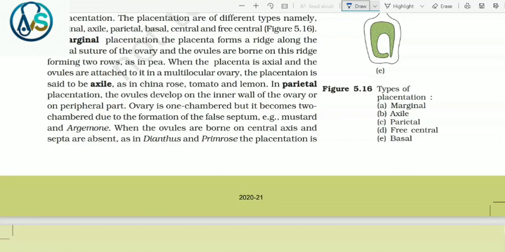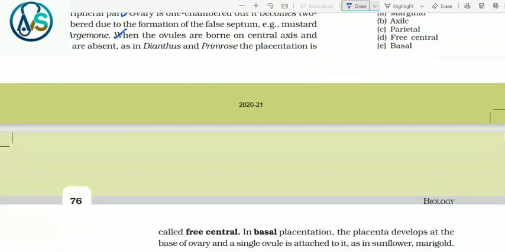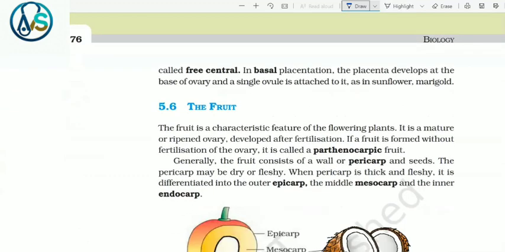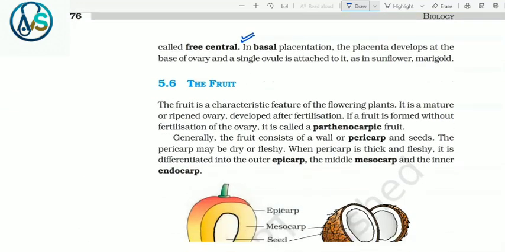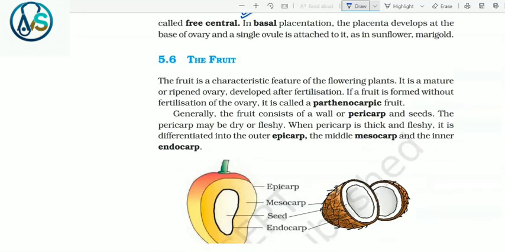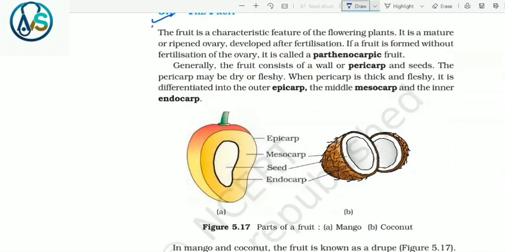In parietal placentation, the ovules develop on the inner wall of the ovary or on peripheral part. Ovary is one-chambered, but it becomes two-chambered due to the formation of false septum. Example, mustard and argemone. When the ovules are borne on central axis and septa are absent, as in dianthus and primrose, the placentation is called free central. In basal placentation, the placenta develops at the base of ovary and a single ovule is attached to it, as in sunflower, marigold.